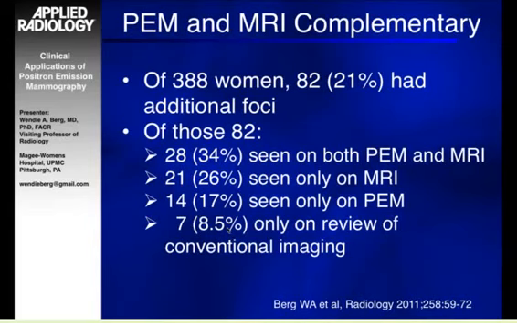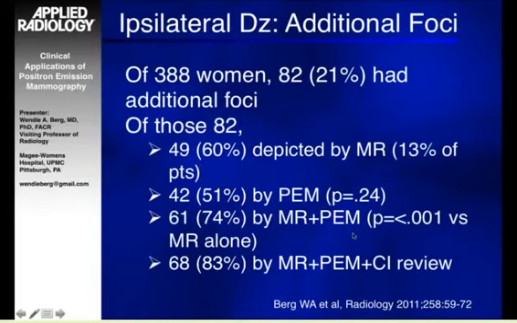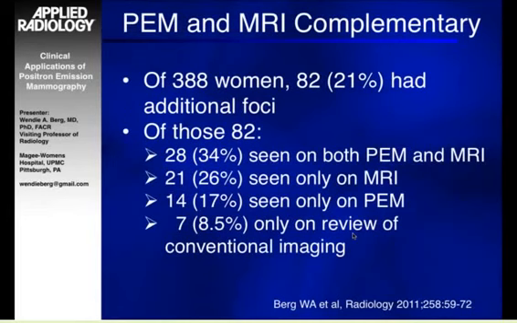With PEM, overall there was a 51% detection rate of the additional cancers, and remember that these are mostly not seen on conventional imaging, so there is a substantial benefit to either PEM or MRI in terms of seeing additional cancers compared to what you see with just mammography alone. And then also, it's important to recognize that with conventional imaging review, we were able to identify additional tumors that were actually on the mammogram.